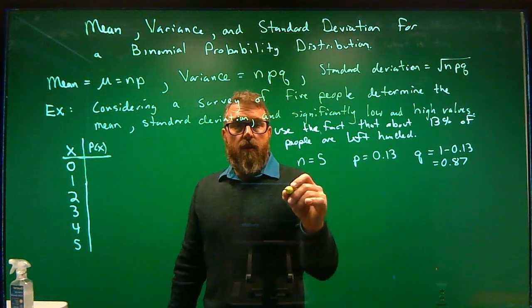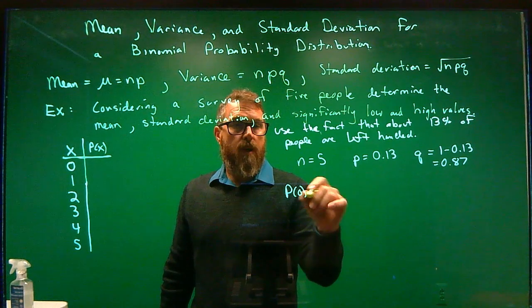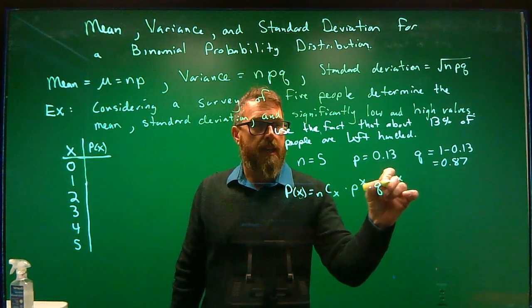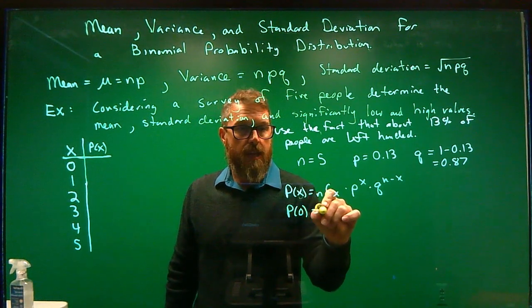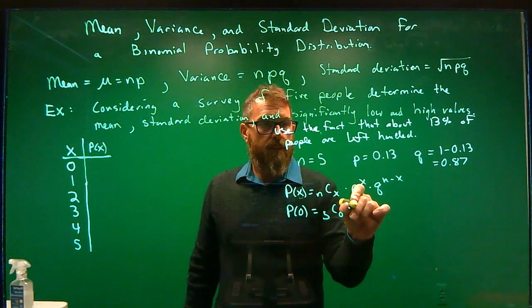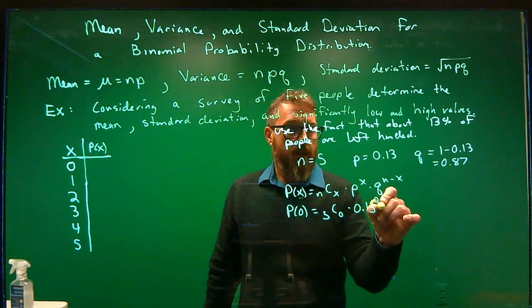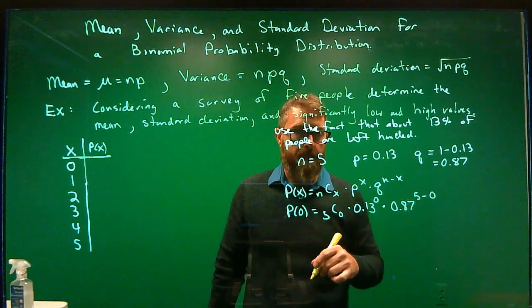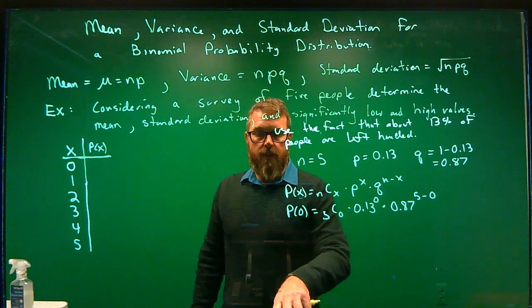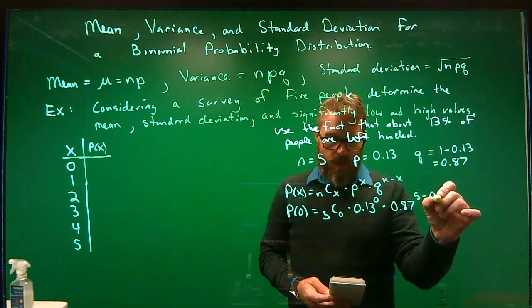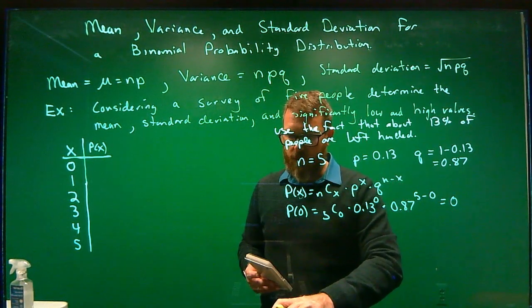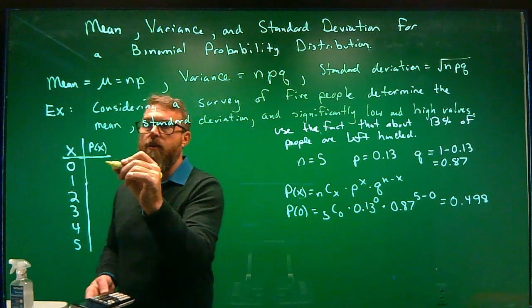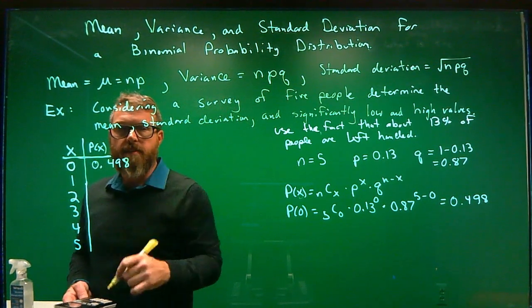So I'm going to have to find p of 0. Let's just do the p of x formula again in case you forgot. This is n choose x times p to the x times q to the n minus x. So to find p of 0, n is 5, so 5 choose 0 times the probability of success, 0.13, raised to how many I'm asking, so 0, times the probability of failure, 0.87, to the n minus x, which is 5 minus 0. So I'm going to do this calculation, and what I calculated here is equal to 0.498. I'm just going to do 3 significant figures.